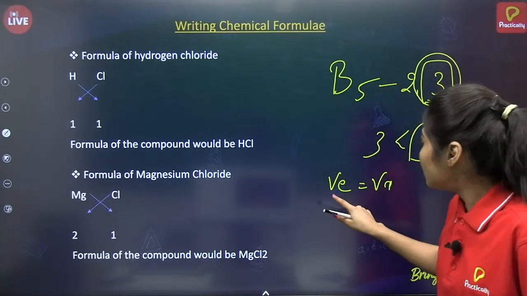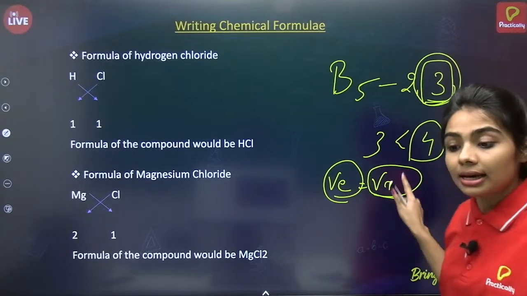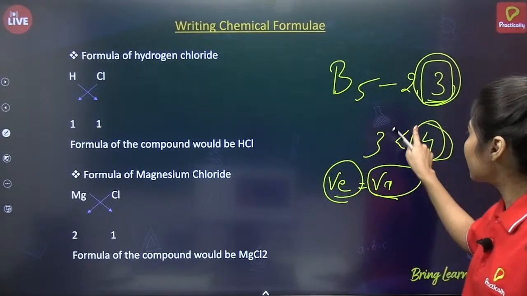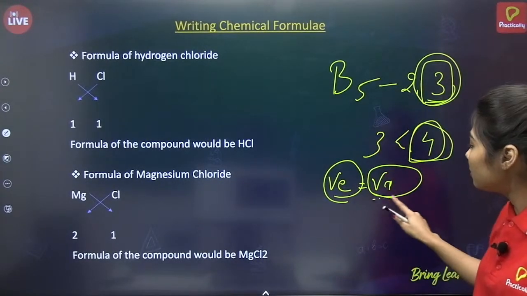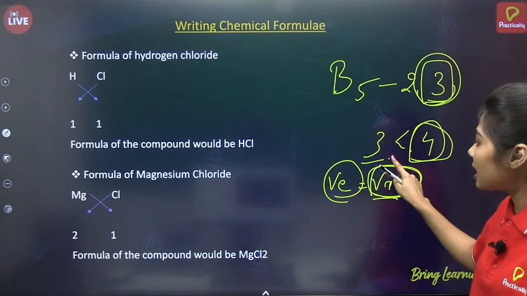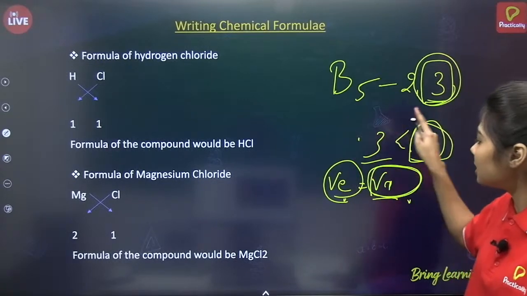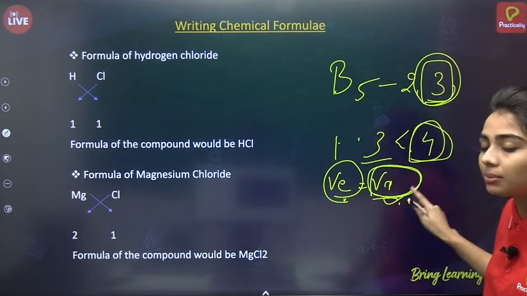So the number of valence electrons is equal to your valency. That means if you have less than 4 valence electrons, then your valency will be that only. If it has 3 valence electrons, then the valency will be 3. If it has 2 valence electrons, the valency will be 2. If it has 1 valence electron, the valency will be 1.